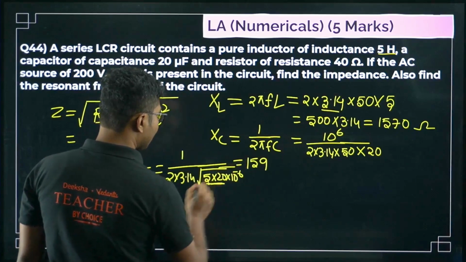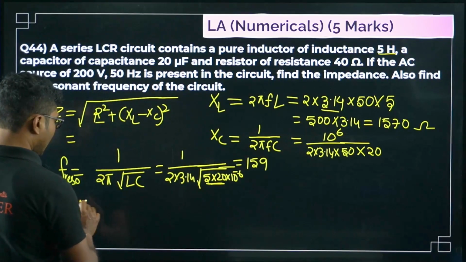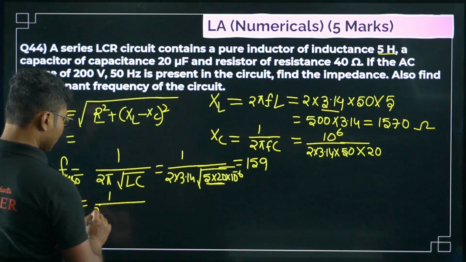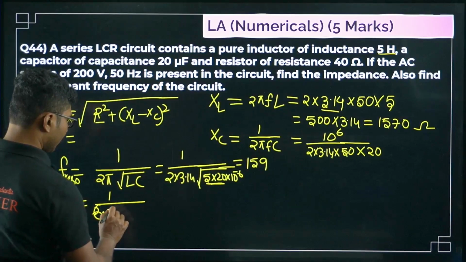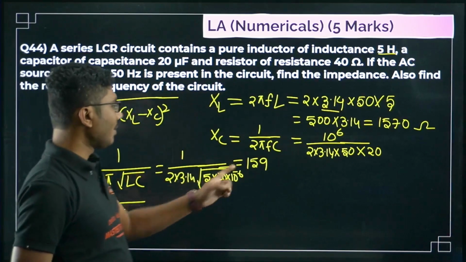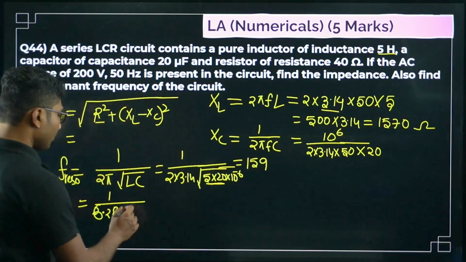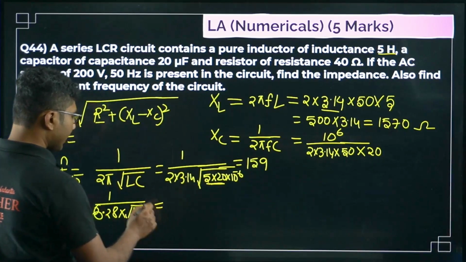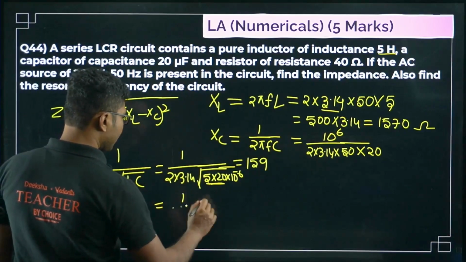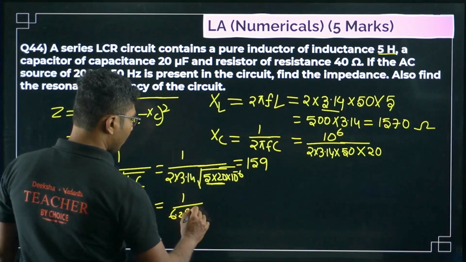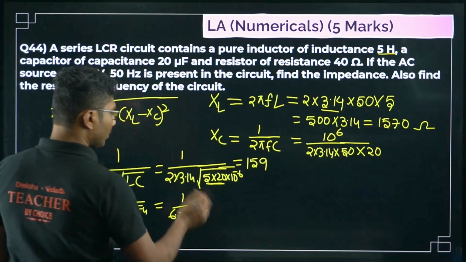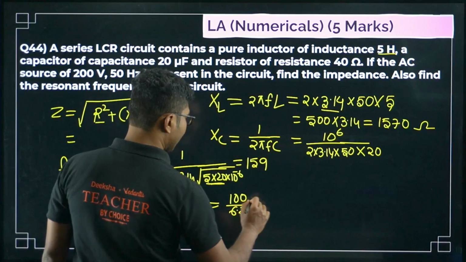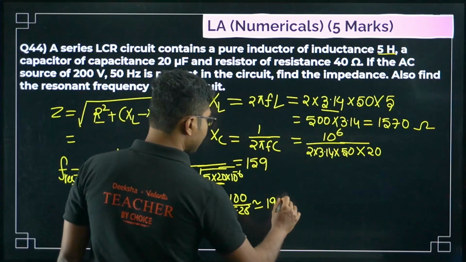So 5 into 20 is 100. So 100 into 10 to the power of minus 6 is 100 into 6.28. 100 into 10 to the power of minus 6 is 10 to the power of minus 4. Right, so the square root of 10 to the power of minus 4 is basically 10 to the power of minus 2. So it will go up and it will be 100. 100 divided by 6.28, it will be close to 19 hertz.